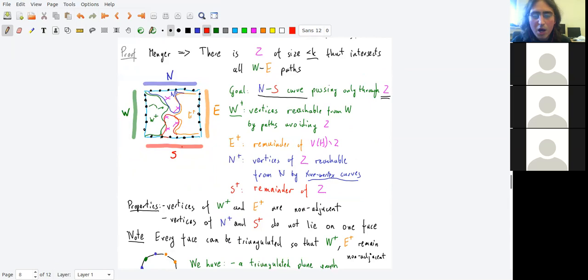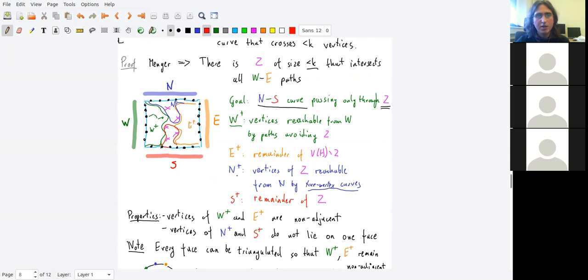Good. So what do we have now? We now know that there are no two vertices colored west plus and east plus that are adjacent. Well, because west plus was defined as something reachable from west. So if I had something east plus neighboring, adjacent to something from west plus, then this guy from east plus should be also west plus.